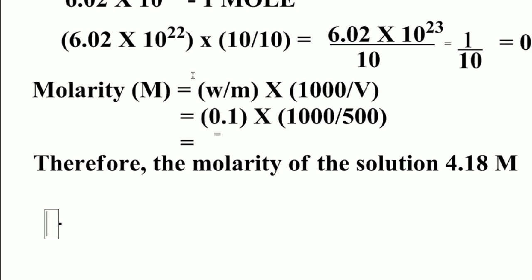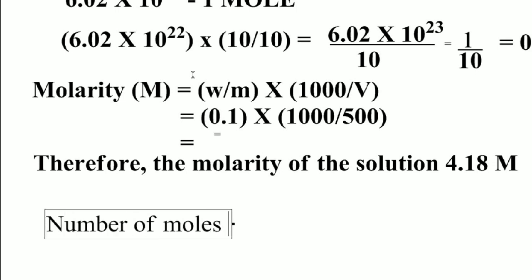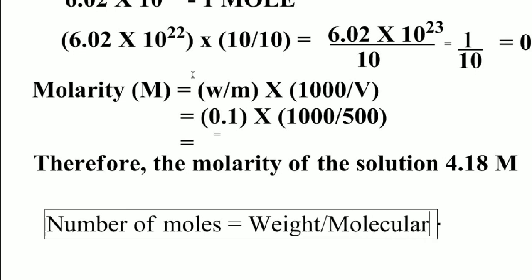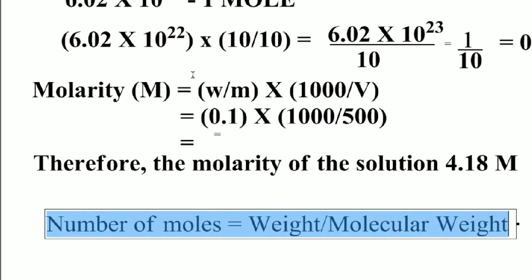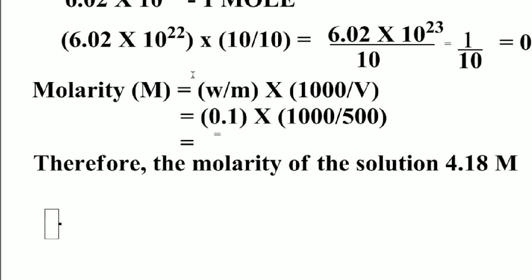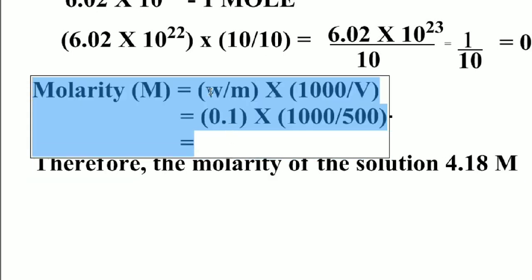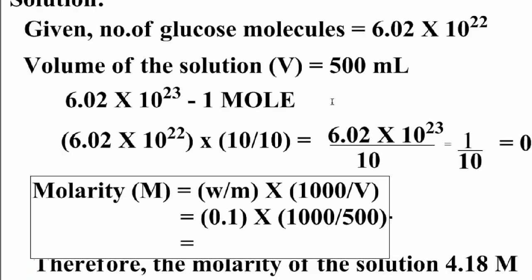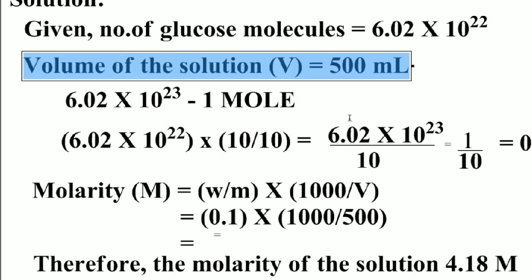Students, we know that the number of moles is equal to weight by molecular weight. We already know this relation, students. For any component we can calculate the number of moles with the formula weight by molecular weight of that component. In the above problem the number of moles we get is 0.1, so 0.1 into 1000 by 500, since the volume given is 500 ml.